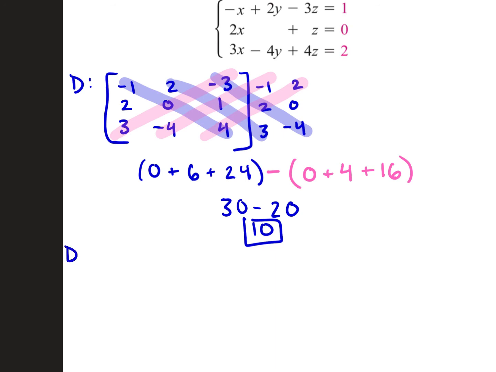Next, we want to find d sub x. So which column am I replacing here? The x column with the answers. So I have 1, 0, 2. Everything else stays the same as the original. So 2, negative 3, 0, 1, and negative 4, 4. So I only replace the x column with the answer column here.